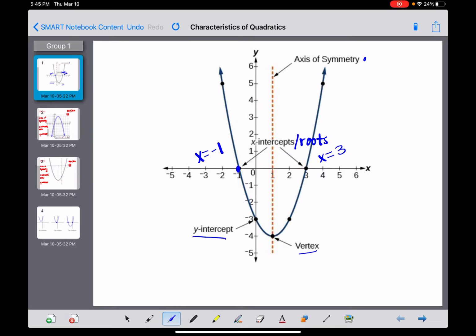Another familiar word is the y-intercept, which is just where we cross the y-axis. So we're crossing the y-axis at -3.